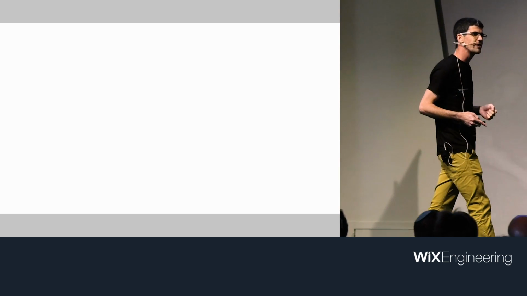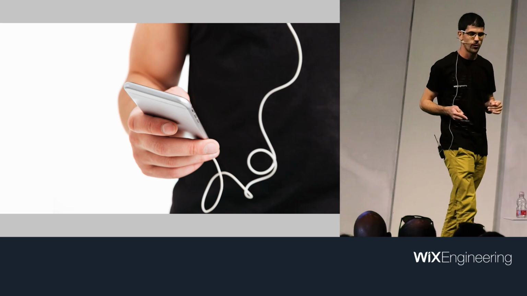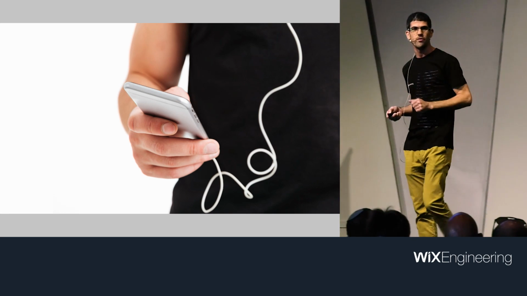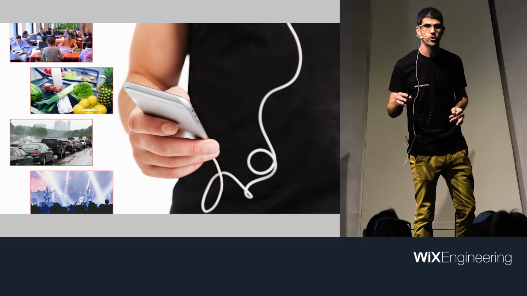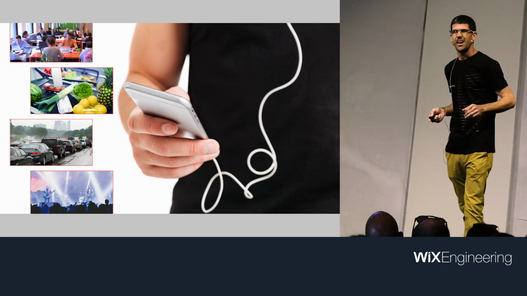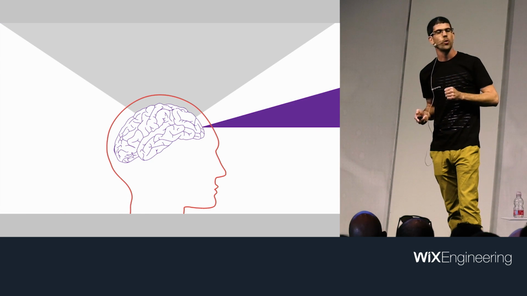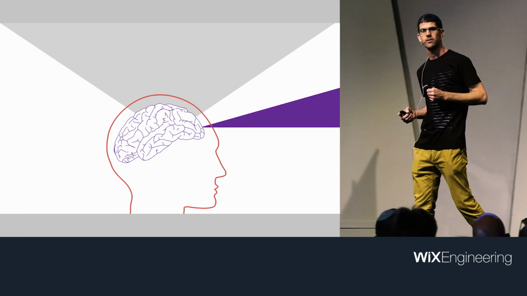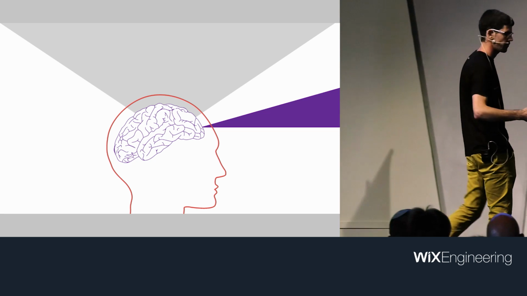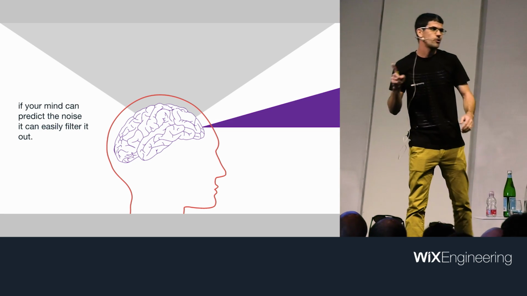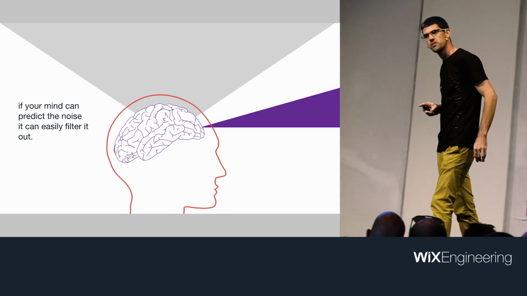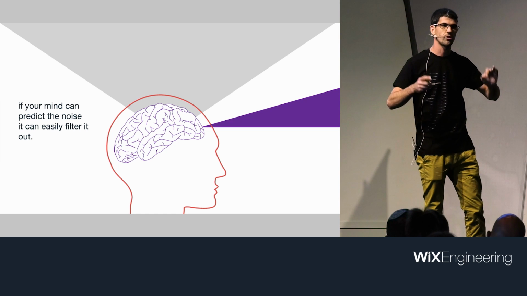This is due to our brain's amazing filtering power. All day long, we're bombarded with information, with light, movement, touch, smells, from all our senses. And this can be overwhelming. And that's exactly why our brains are masterpieces of processing and filtering out information. But it can do so only if your mind can predict the noise. If it can predict the noise, it can easily filter out what's not important.